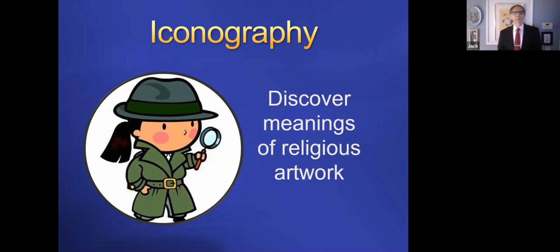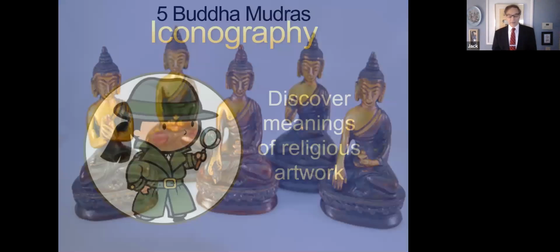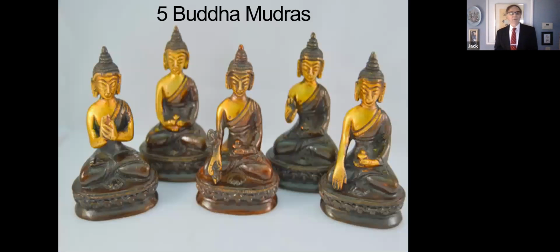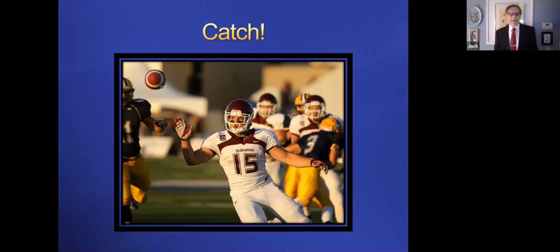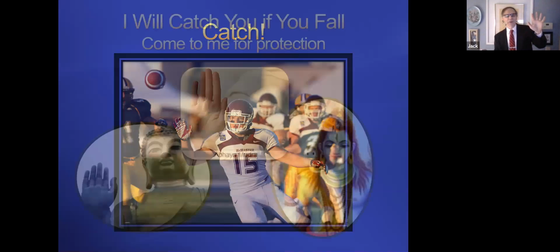Well, let's look at some very prominent and popular ones to begin with. Let's look at something called the five Buddha mudras, and these are the ones you'll generally see on a statue of Buddha. Now, the first one, to kind of understand what it is, it's similar to the idea that, hey, you want to catch something. So what do you do when you catch something? You put your hands up, you're going to catch it, right? Well, that's what the first one I'm going to show you is.